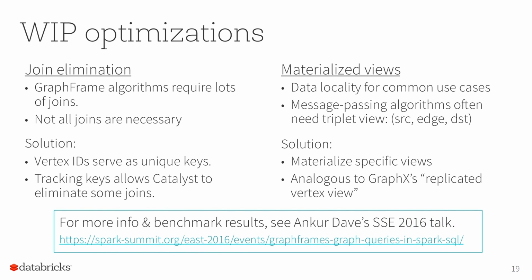But the real person working on these optimizations is this guy, Ankur Dave from UC Berkeley's AMP Lab. He gave a great talk at the Spark Summit East, which is linked here, where he gives a lot more info about these optimizations and also some cool benchmark results.